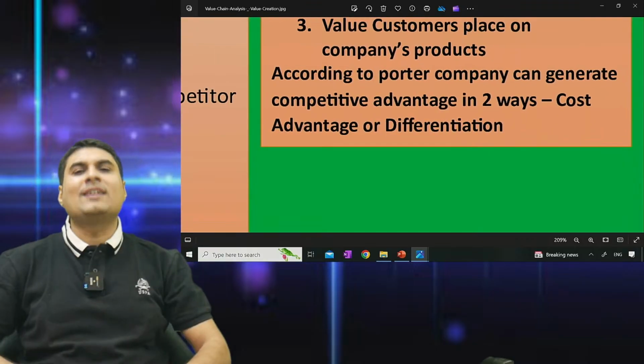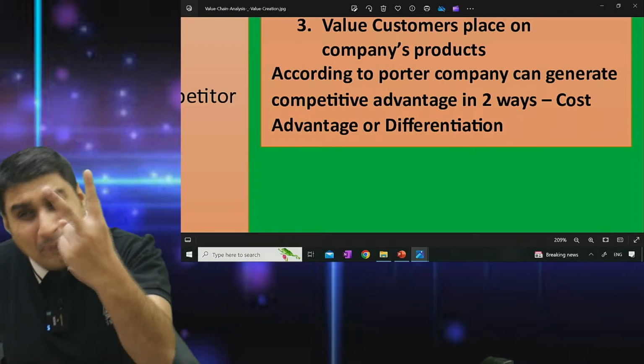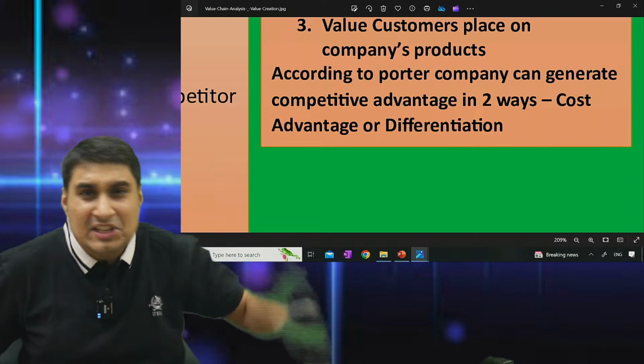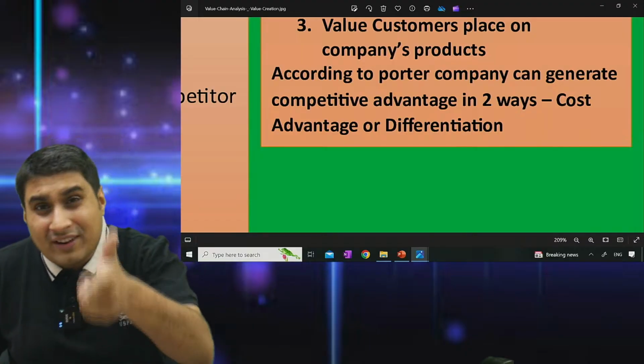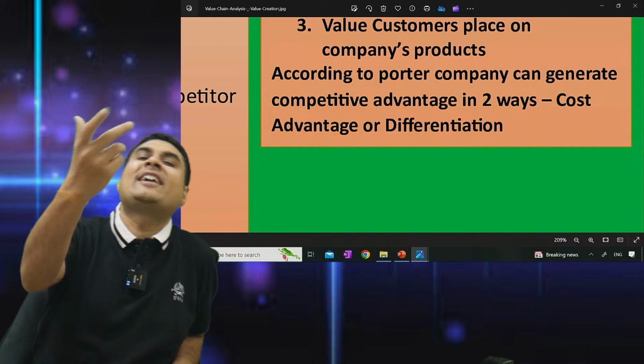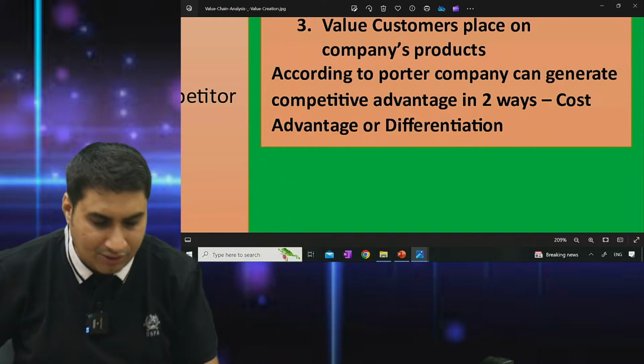According to Michael Porter, as we did in the last chapter, we can get competitive advantage in 2 ways. Sell cheaper, cost leadership. Sell a differentiated product, differentiation. These are the 2 ways you can create value. Either sell cheap or sell the most expensive in the market. Okay, over.